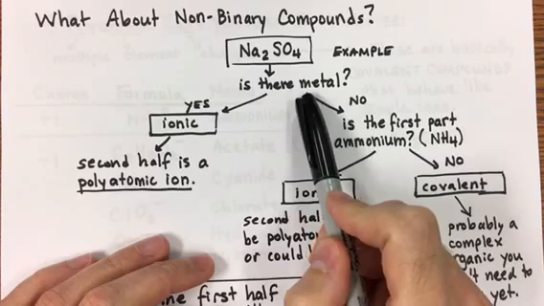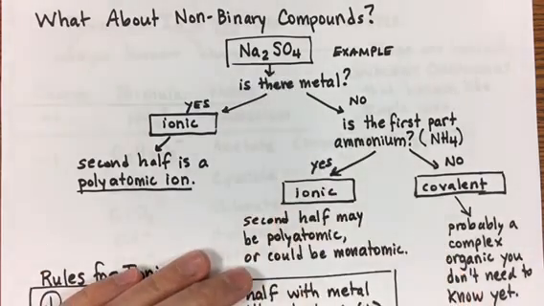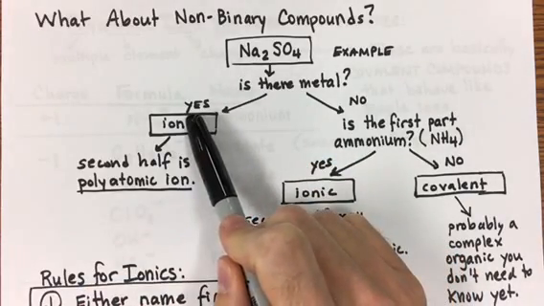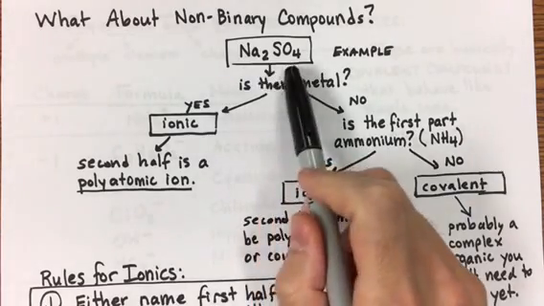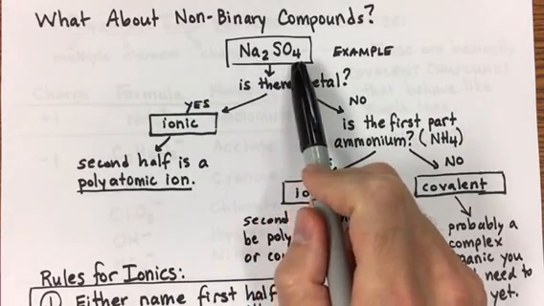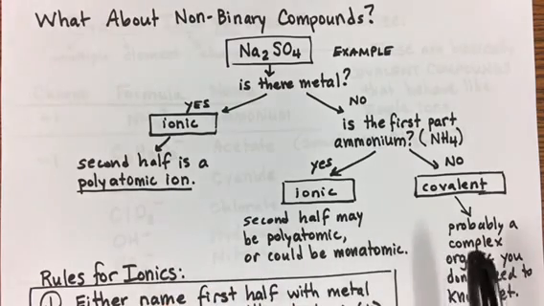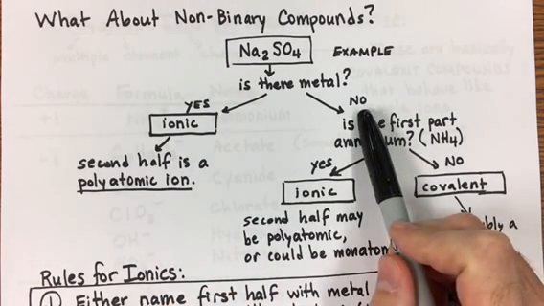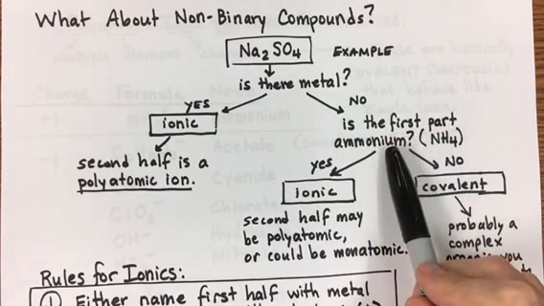So I suggest the first thing you do is ask, is there a metal here? In this case, sodium is, yes, a metal. So we can tell then this is probably an ionic compound, and since there are 3 elements, then the second half is probably a polyatomic ion, and we'll get to what that means in a minute.